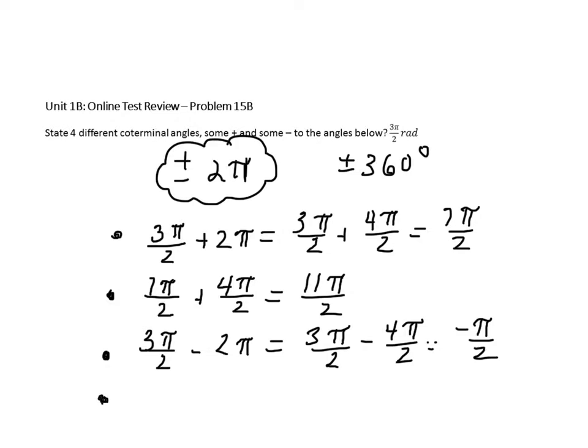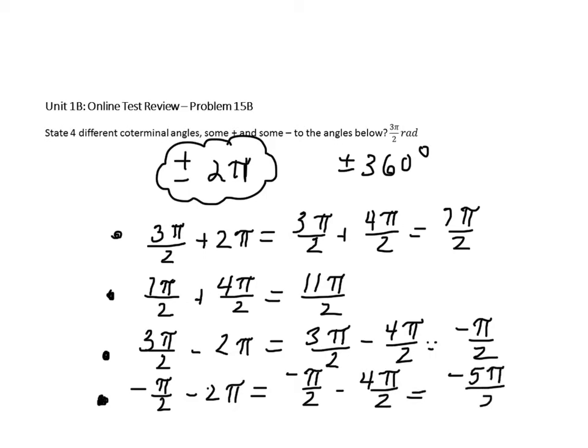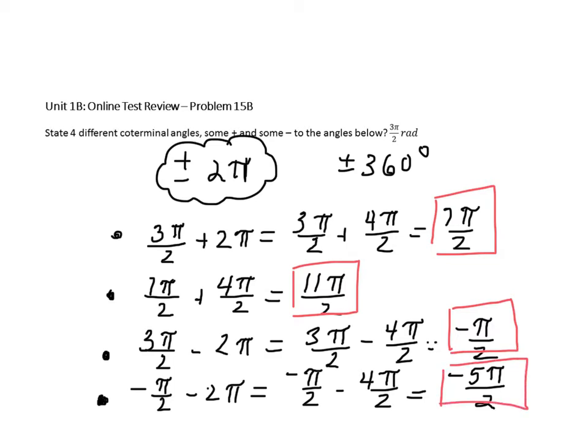And then if I wanted another negative angle, I could simply take that negative pi over 2, and I could subtract another 2 pi, and I would get negative pi over 2 minus 4 pi over 2, and my final angle that I would have would be minus 5 pi over 2. And that is one way of getting 4 different angles that are all coterminal with 3 pi over 2, which, if I put that in degrees, would be my 270 degrees.